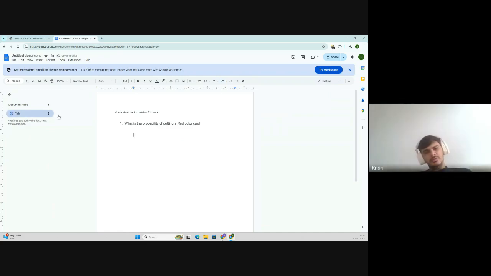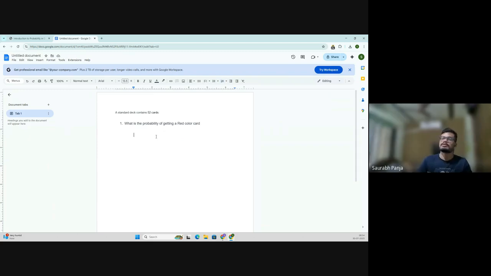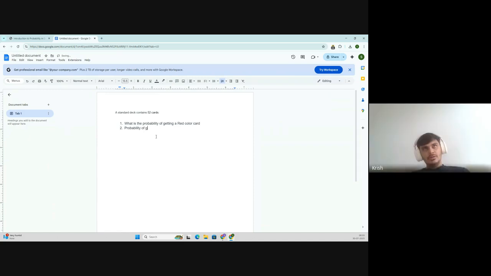26 by 52. Correct. There are 26 red color cards. Okay. Now, probability of getting a face card. 4 into 12 by 52.